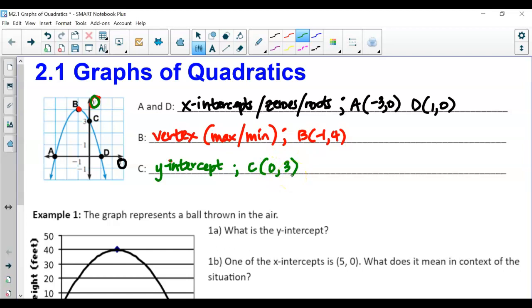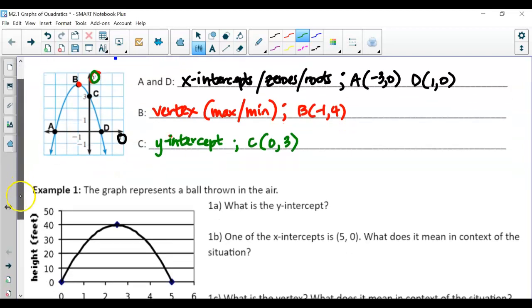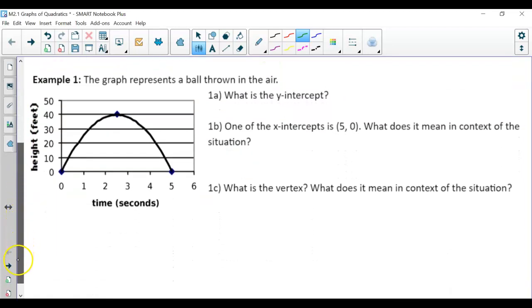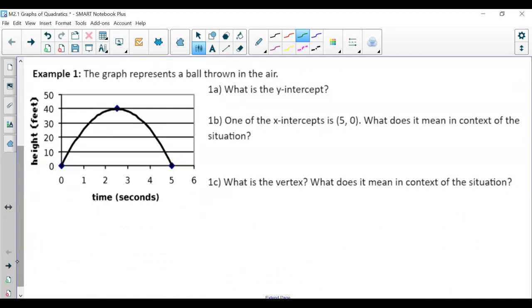So these are the points that we'll be focusing on, but when we are interpreting real life situations with our quadratics, our parabolas, like looking at example 1. Here, this graph just represents a ball being thrown in the air. So time is always going to be kind of like that independent variable. So you're going to see time a lot on the x-axis, and you're going to see height or distance or anything of that sort as your y. So here, what is the y-intercept? Well, where is our graph crossing the y? Right here at 0, 0.